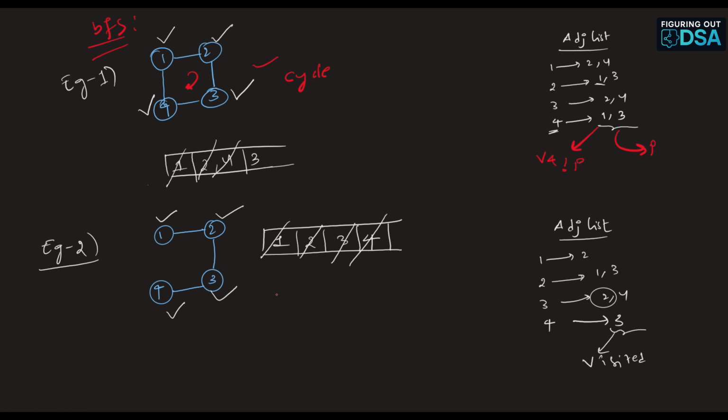In this case, we see this node 3 is the parent. So we can directly say there is no cycle because we don't have any other nodes which are visited and not the parent. So always try to remember one thing. BFS is like front end.